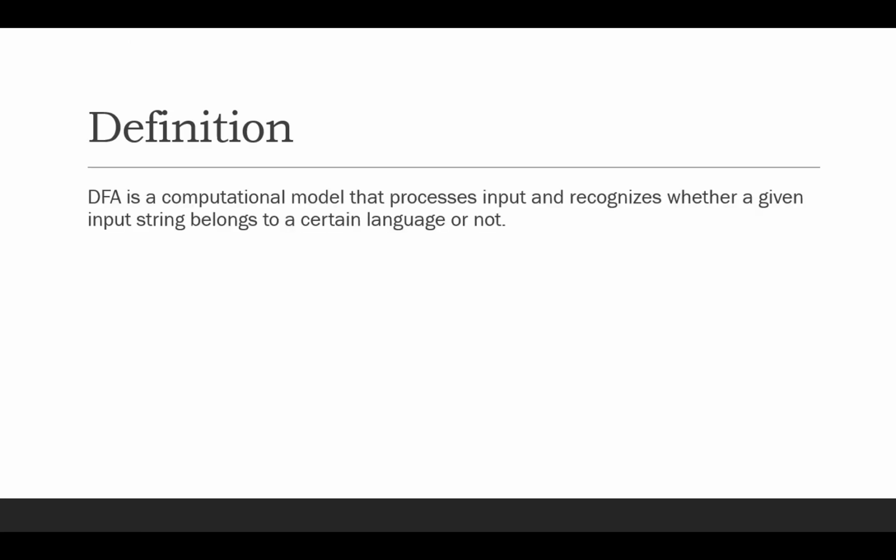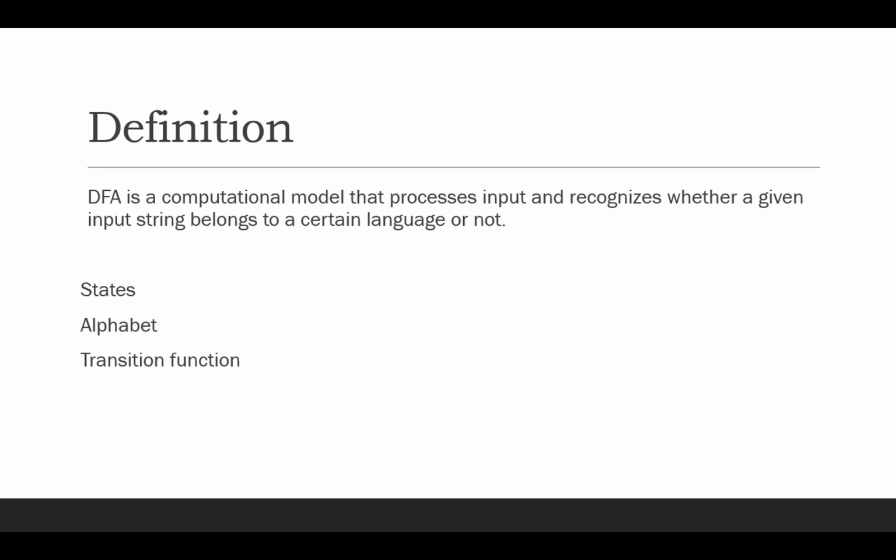Now, let's dive into the details of deterministic finite automaton. In simple terms, a DFA is a computational model that processes input and recognizes whether a given input string belongs to a certain language or not. It's like a conceptual machine with a finite set of states, an alphabet of input symbols, and rules guiding its transition between the states.